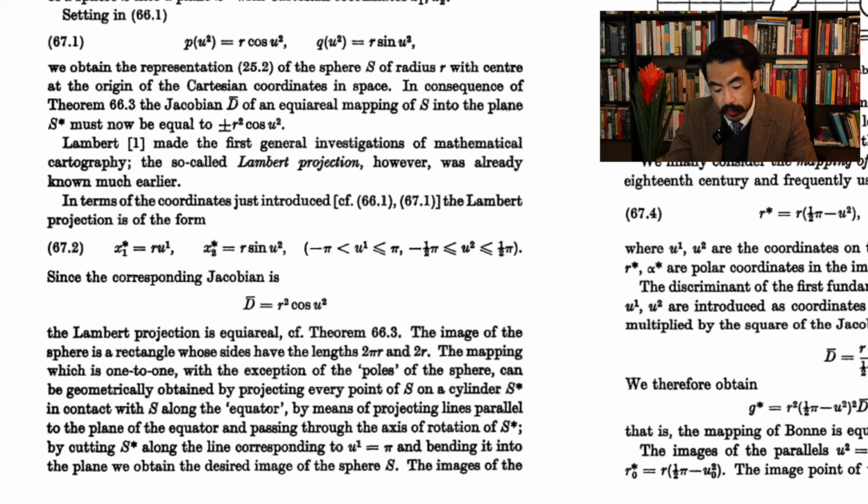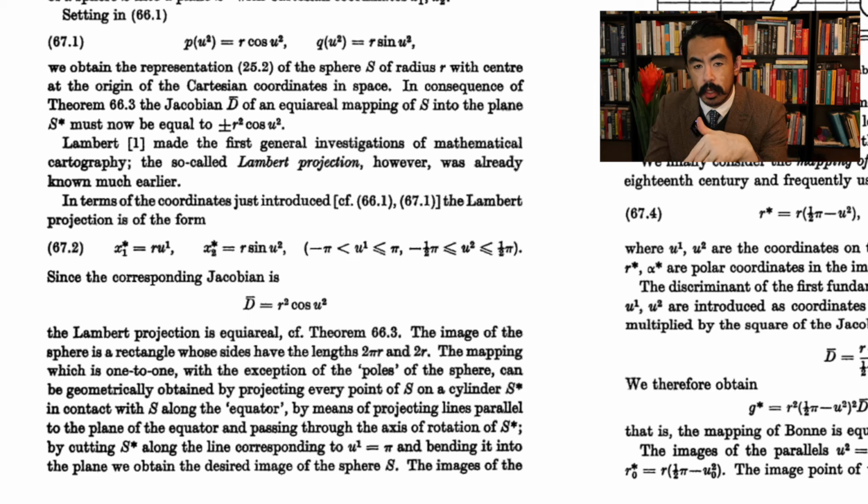In consequence of theorem 66.3, the Jacobian capital D over bar of an equiareal mapping of S into the plane S star must now be equal to positive or negative r squared times cosine of u2. Lambert made the first general investigations of mathematical cartography. The so-called Lambert projection, however, was already known much earlier. I think there's a similar case with Mercator, and I think I mentioned this possibly in the last episode, but it's almost like the opposite of what I just said about Lambert, where Mercator came up with the projection, but then the actual mathematical details didn't come up for a couple hundred years afterwards.